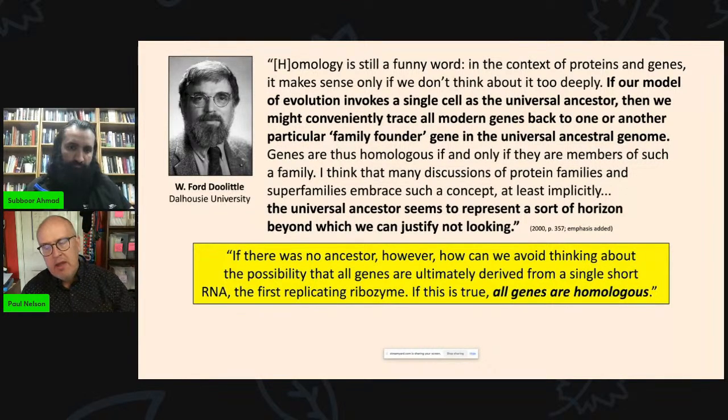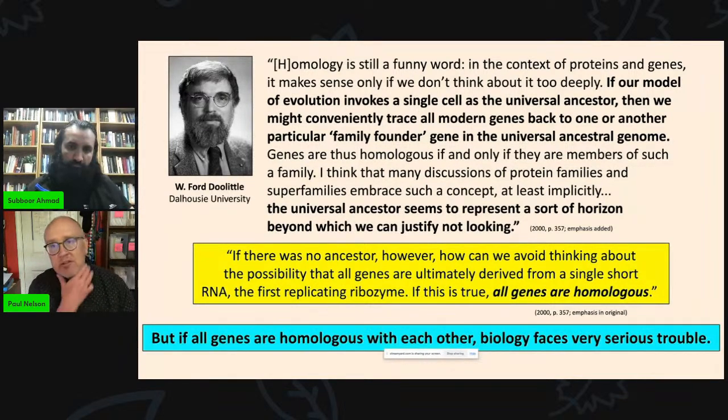Now that emphasis there in the yellow box, that's in the original. That is for Doolittle sort of knocking on your window saying, hey, you need to consider the possibility that all genes are homologous. Now, I'm willing to entertain that. As a student of comparative biology, I'm willing to entertain that possibility, but frankly, I think it creates grave problems for evolutionary theory, or more generally for biology.